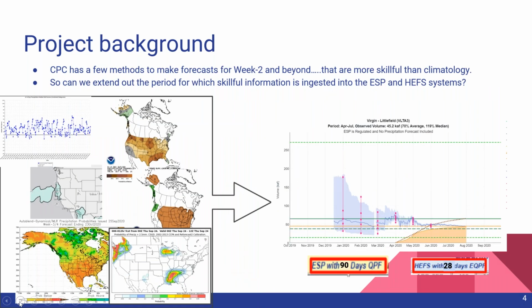So we have a few different methods at CPC, as well as with NOAA Physical Sciences Laboratory, to make forecasts for week 2 and beyond. So how do we get to where we're forcing or giving information out? For the ensemble streamflow prediction, that has 90 days of precipitation in there, actual precipitation forecasts that over long histories are shown to be more skillful than climatology. Can we get to them?